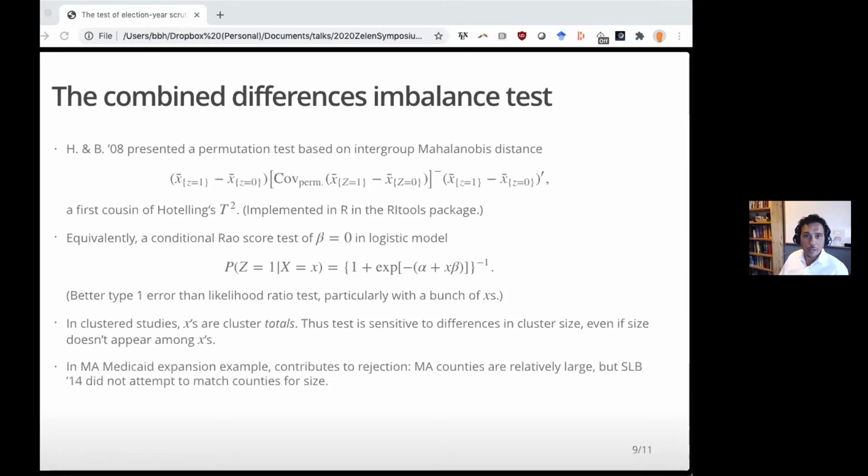Certainly in the application of this test to looking at Massachusetts counties before and after the Medicaid expansion in relation to other counties, the size thing is making a real contribution to rejection of the null hypothesis. Your counties over Massachusetts are relatively large, and SLB didn't attempt to match counties for size.